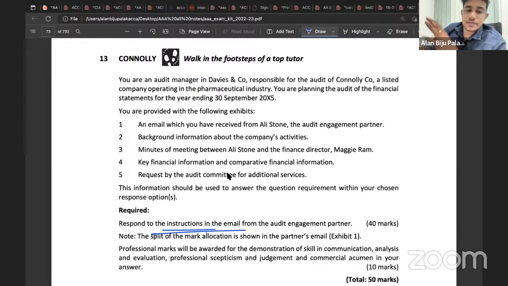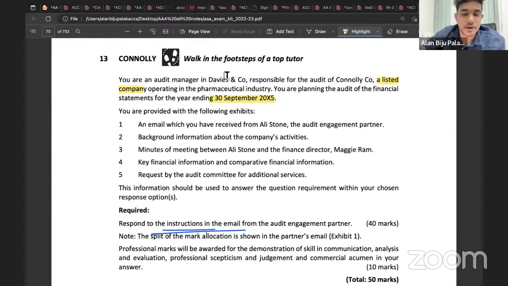So this is what we have received from the introductory paragraph. As I mentioned, we have got an engagement partner's email, so we have to follow whatever is mentioned in the email. Whenever you get an introductory paragraph, always try to pick the main things. You have to consider whether it's a new client for the audit firm, whether it's a listed entity or not, and then the year end.